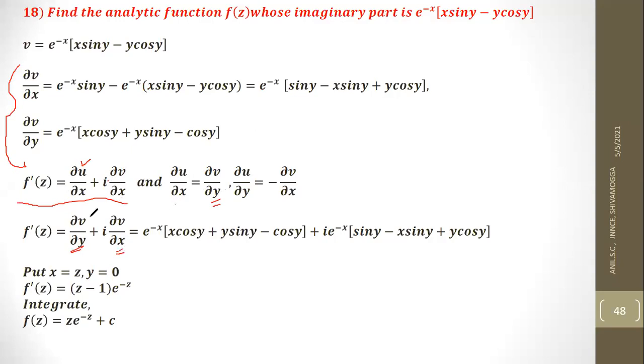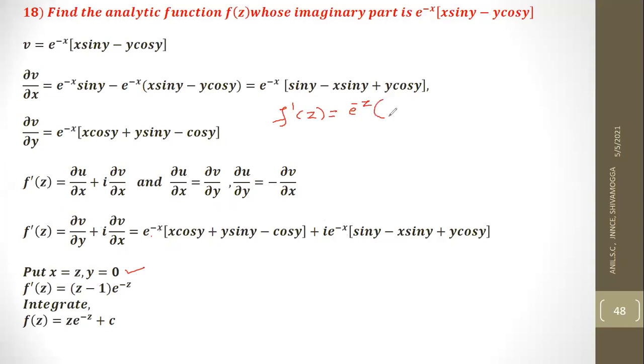Now substitute the derivatives. This is del v by del y substituted here, plus i into del v by del x. This is del v by del x substituted here. Both the partial derivatives are substituted. Now put x is equal to z and y is equal to 0. What happens here? When x is equal to z, y is equal to 0, this will be f dash z. F dash z is equal to e power minus z.